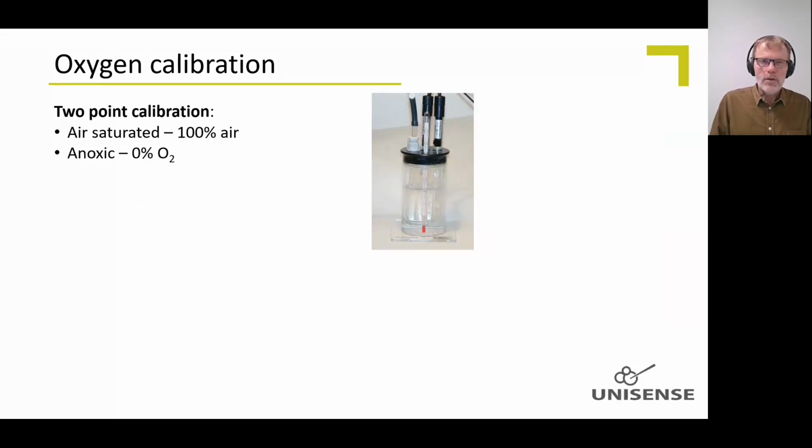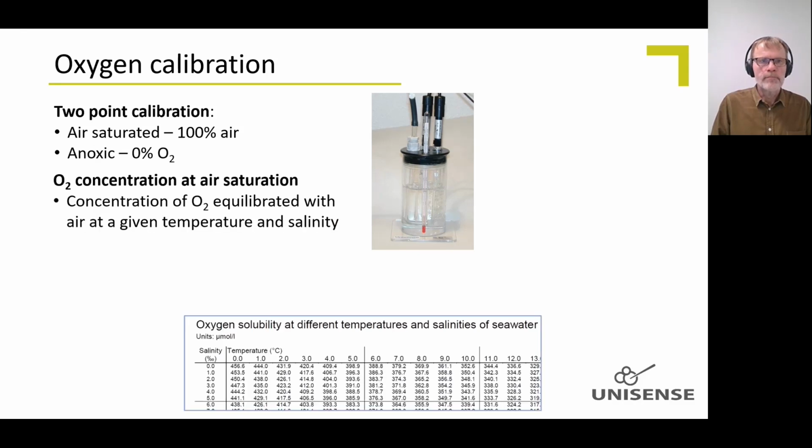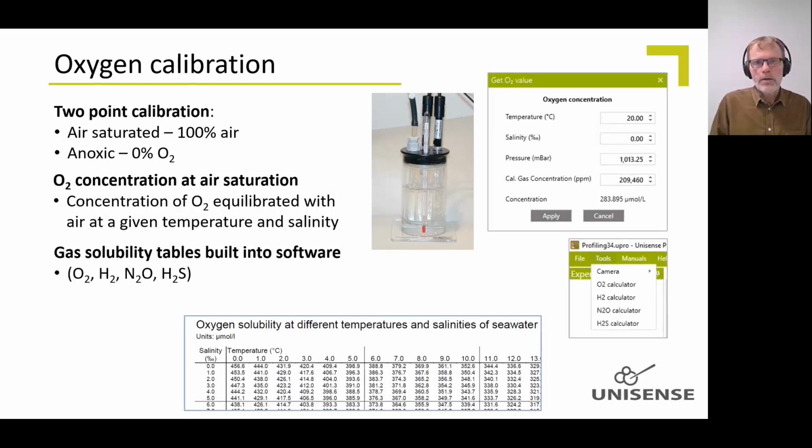So I'll first discuss the oxygen calibration and go a little bit into detail with that, because that's similar to some of the other gas calibrations. Generally, as I said, we do a 2-point calibration. So for oxygen, that will be air saturated water typically and an anoxic solution. The oxygen concentration in air saturated water is well known from the literature. There are a number of tables with the concentration as a function of temperature and salinity, and that's all built into our software. So you can actually get the concentration of oxygen once you have an air saturated volume of water and you know its temperature and salinity.